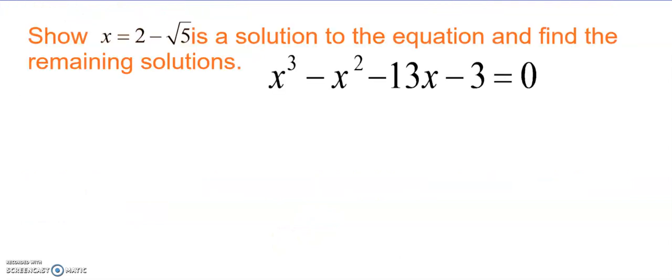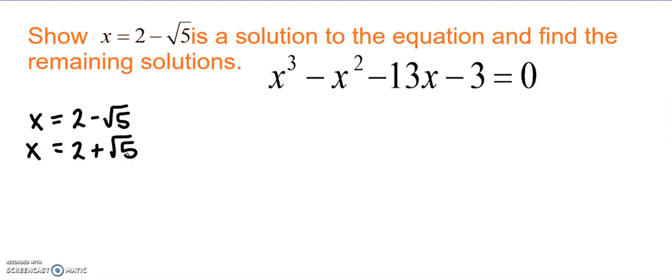Okay. Next example here, probably the coolest example. We're going to show that 2 minus root 5 is a solution to the equation and find the remaining solutions. Now, if x equals 2 minus root 5 is a solution, then we also know what else has to be a solution. You're right, 2 plus root 5. How do we know that?